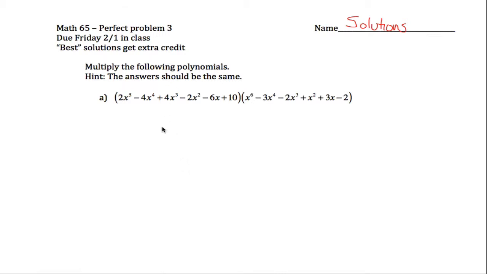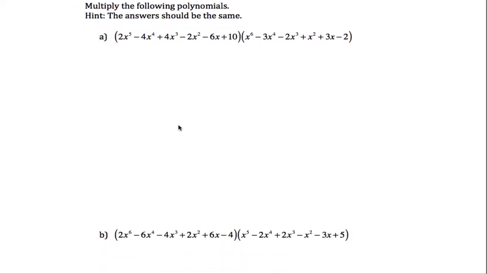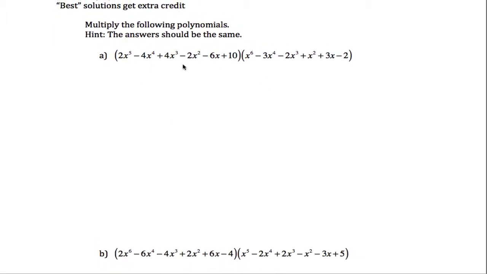Alright, here are our perfect problem 3 solutions for Math 65. We're asked to multiply some big polynomials, those two, and then later these two. The hint is that you should get the same answer both times, so maybe that helps you check your answer a little bit.